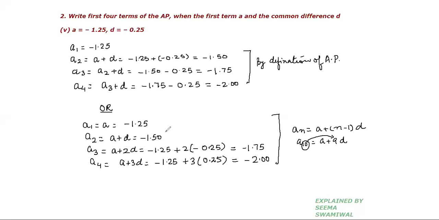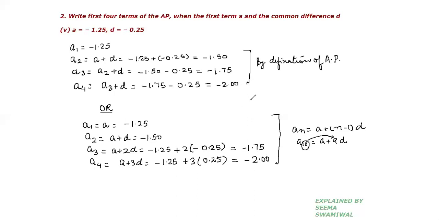d, you know, is negative of 0.25, so it will become minus 1.50. If you want to get third term, you will add a plus 1 less than the third term. That means 2 times d you will be adding. So this is minus 1.25 plus 2 times d, and it will become minus 1.75. If you want to get the fourth term, it will be a plus 3d. So this is 0.25 multiplied by 3 and will give you minus 2.